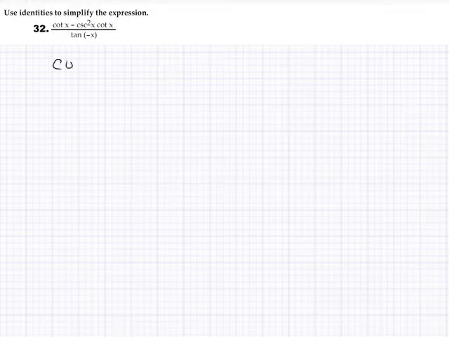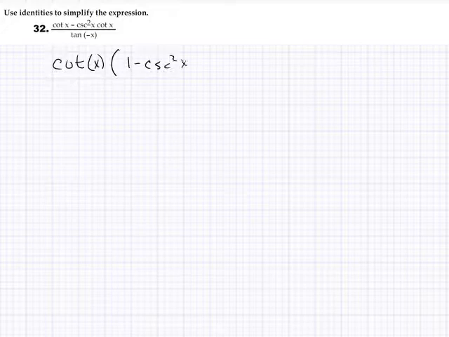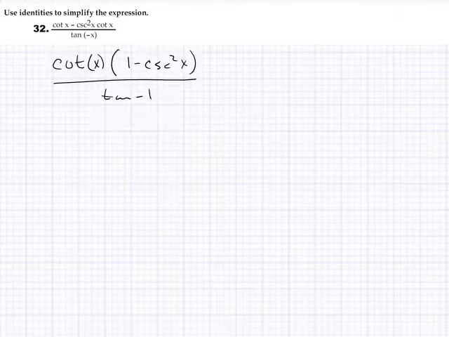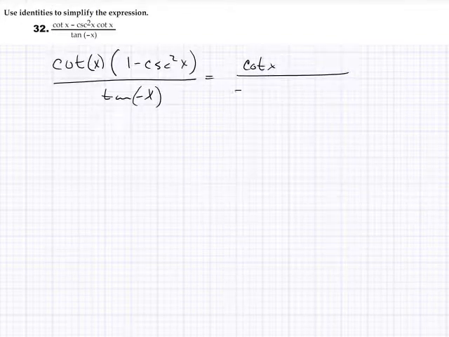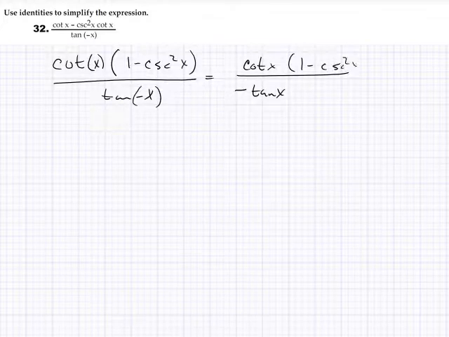So here we want to use some identities to simplify this expression. A couple things I'm going to do. I'm going to factor out the cotangent of x, and that would give me 1 minus cosecant squared x all over tan of negative x. You also have to know that tan is an odd function, so I have cotangent x over negative tan x, and I still have 1 minus cosecant squared x.